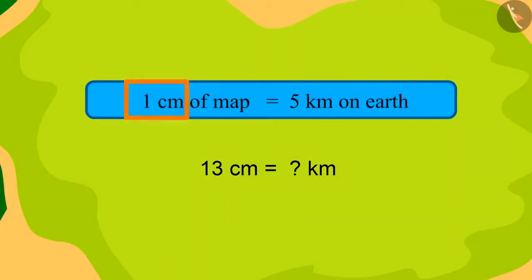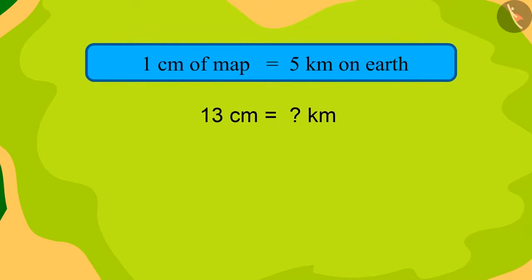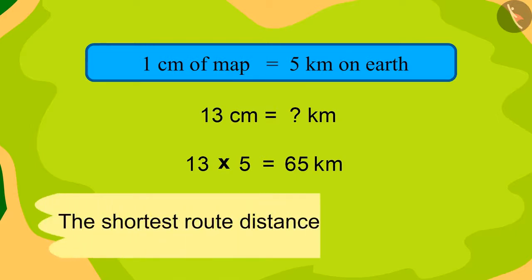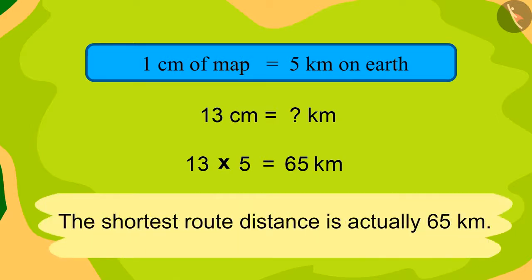1 centimeter of map is equal to 5 kilometer on the earth. Therefore, how many kilometer will 13 centimeter be? 13 times 5, that is 65 kilometer. The length of the shortest route actually is 65 kilometer.